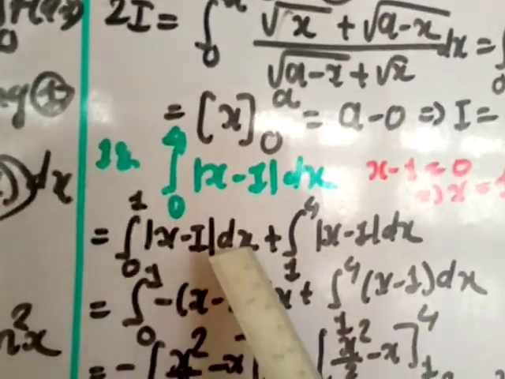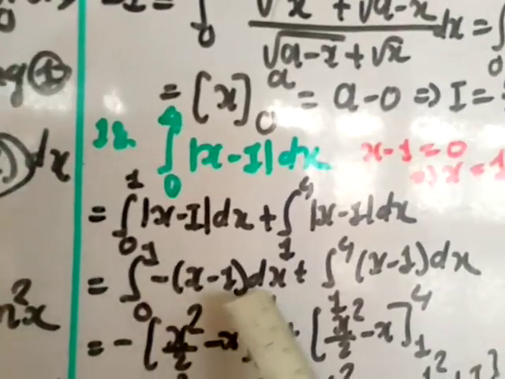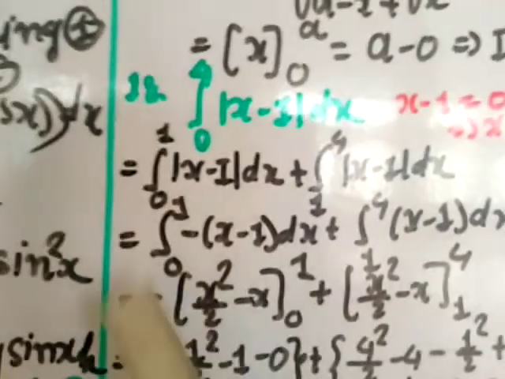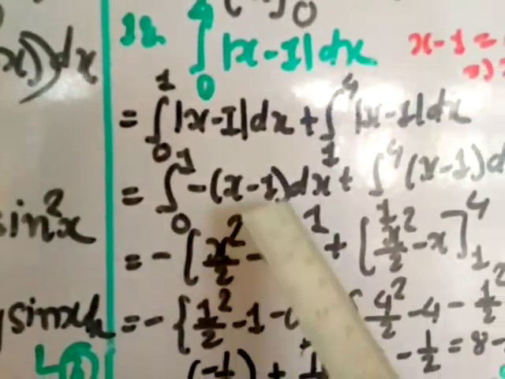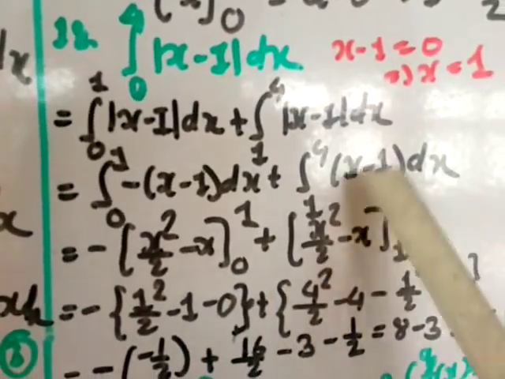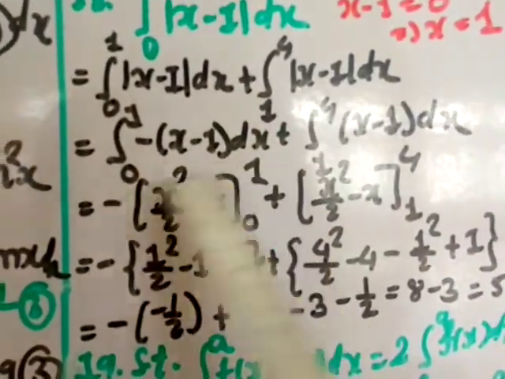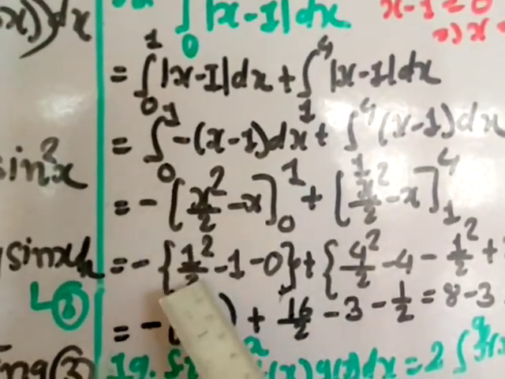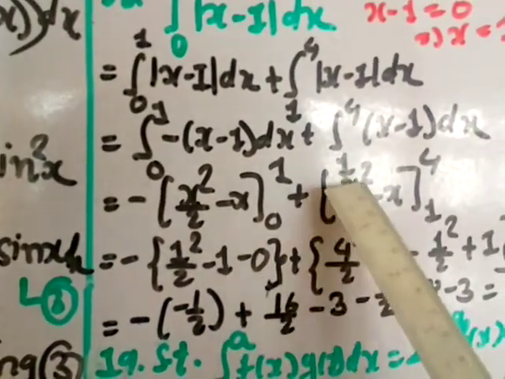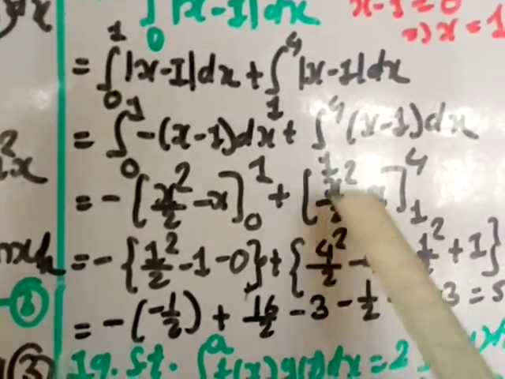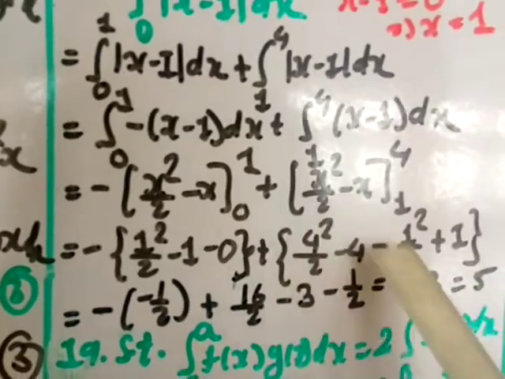Between 0 to 1 this answer will be negative, so minus of x minus 1 dx, plus integral 1 to 4 of x minus 1, this will be a positive answer. Now integrate: x integrates to x square by 2 and 1 is x, this negative is here, plus this one is x square by 2 and this is x. Let us put the upper limit. When you put 0, 0 cancels, so I will just put the upper limit: 1 square by 2 minus 1, minus 0, plus here first the upper limit 4 square by 2 minus 4, then here 1 square by 2 minus 1.